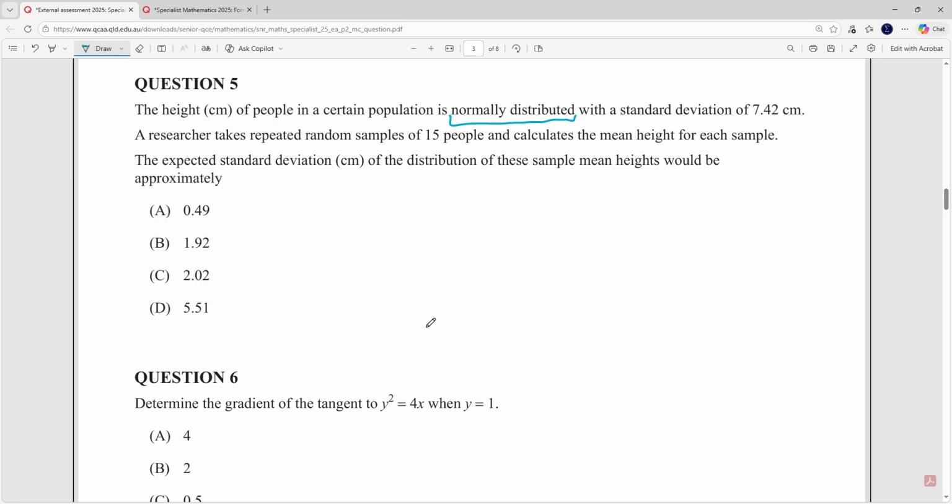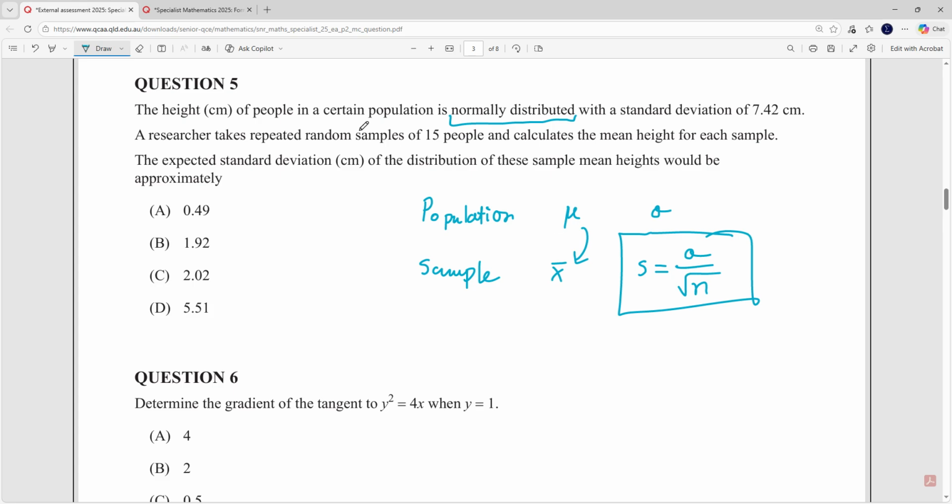Okay, so when we have a population, we have an average, which is your mean, which is mu, and you have a standard deviation, okay? When you take a sample, you then have a sample mean, which is x bar, which is actually the same as that, but the standard deviation of the sample is the standard deviation of the population divided by the square root of your sample size. So when it says the expected standard deviation of the distribution of this sample means height would be approximately, what they're wanting you to do is calculate this here.